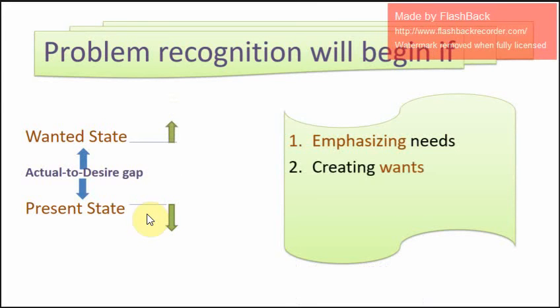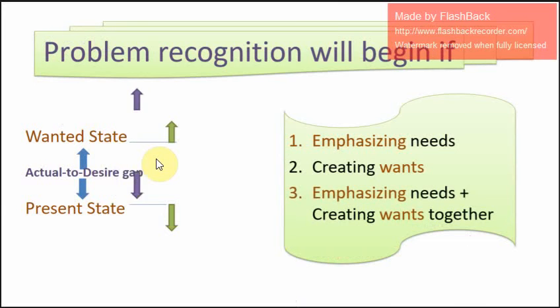The second method is by creating wants. When we create wants in the consumer's mind, the new wanted state is a little higher, which again means that our actual to desire gap increases. There is another way, and in this third way, we emphasize needs and we create wants together, which means an increased actual to desire gap in this particular case also. We will discuss this with different examples now.